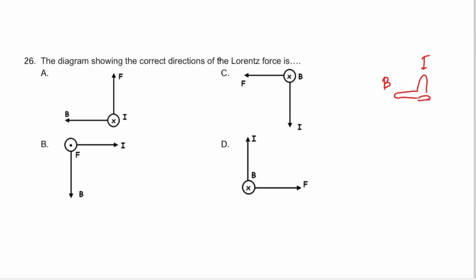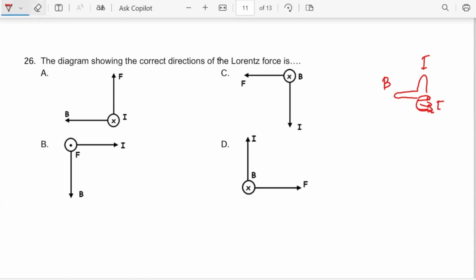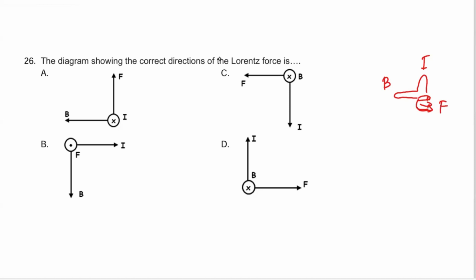Okay, all right, so these three fingers actually tell us the direction of F, the Lorentz force. If it's a cross, it means away from us, away from the observer. And if it's a dot, it means toward the observer.